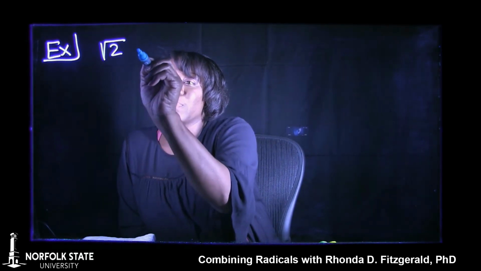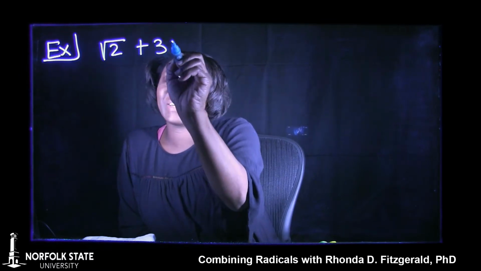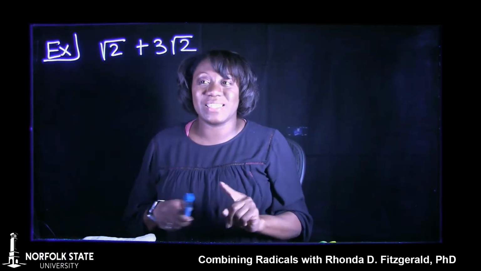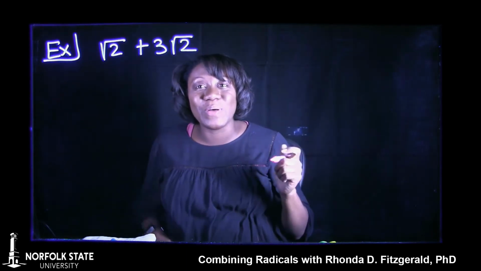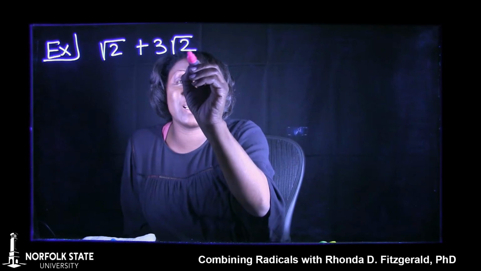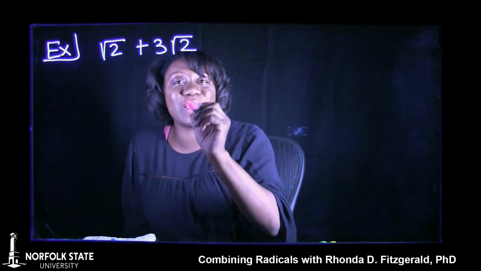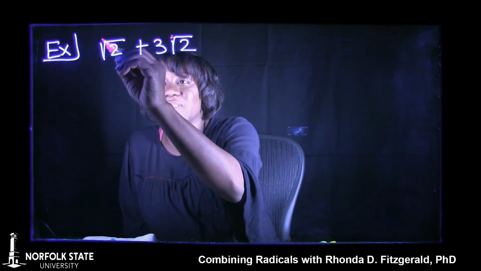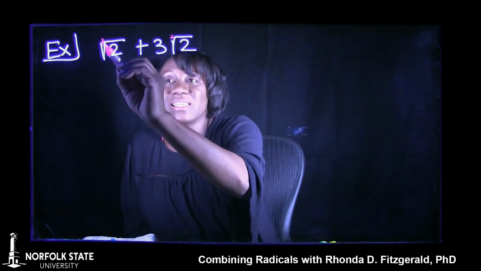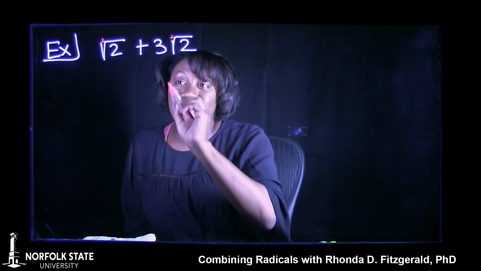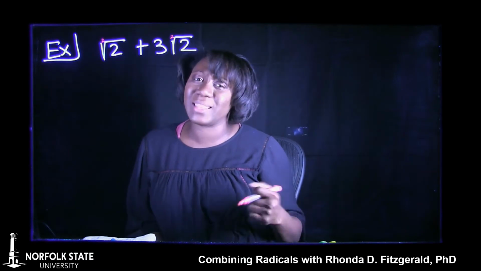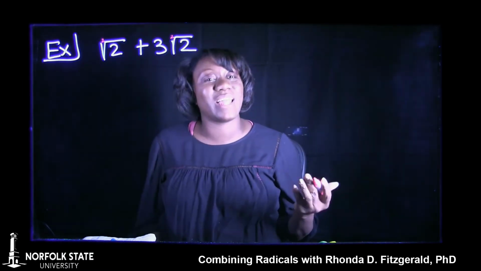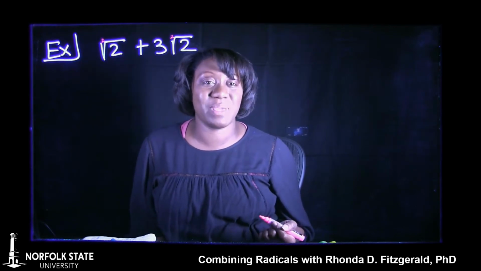So our first example is adding the square root of 2 plus 3 square roots of 2. My radicand is the square root of 2. And notice the index for both terms is a 2. Recall there's an invisible 2 when there's nothing there. Because my indexes are the same and the radicands are the same, we think of these as like terms, or like radicals in this case. So these can be added.